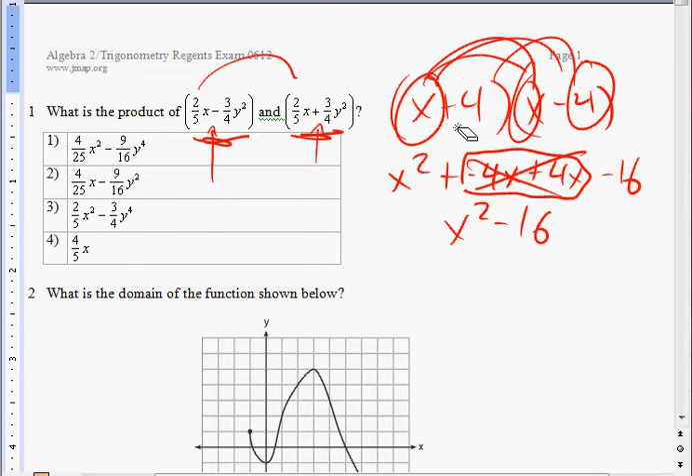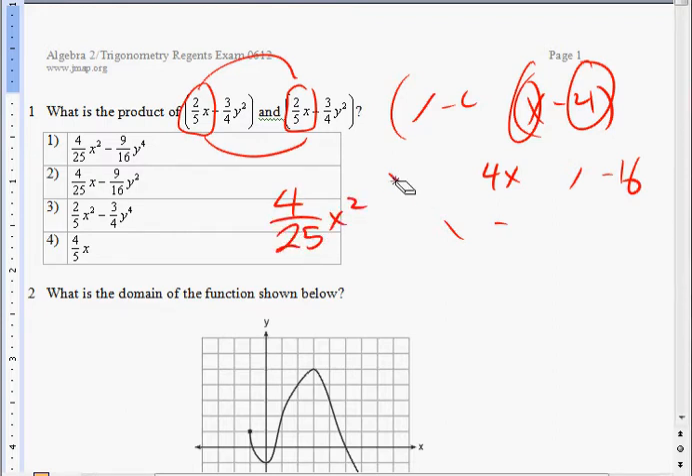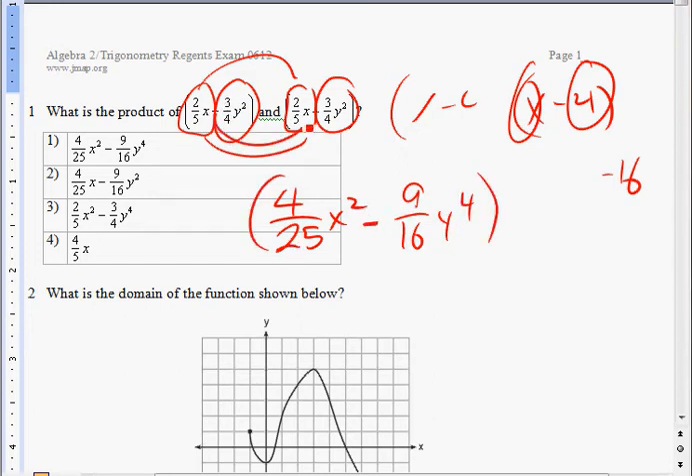So, looking at this problem, we see there's 2/5 x here and 2/5 x here. We're going to multiply these two. It becomes 4 over 25 x squared. On the last terms, we got 3/4 y squared times 3/4 y squared. We will get 9 over 16 y to the fourth, right? And there's a minus sign in between because a positive and a negative will be a negative here. And let's check the answers. We do have choice 1. And there you have it.